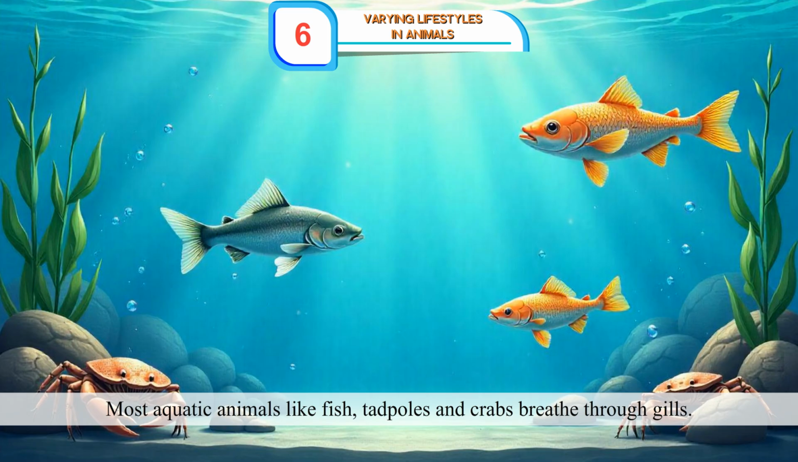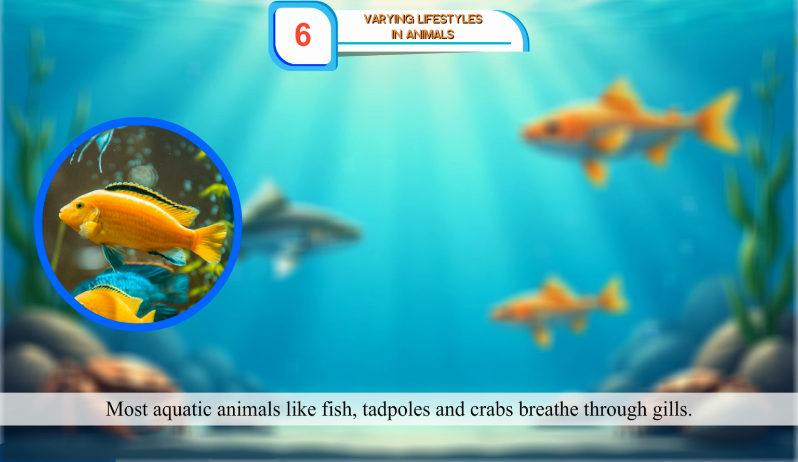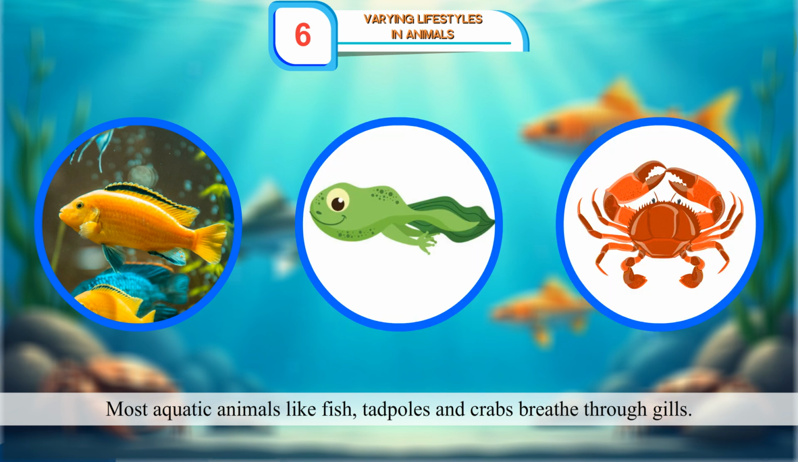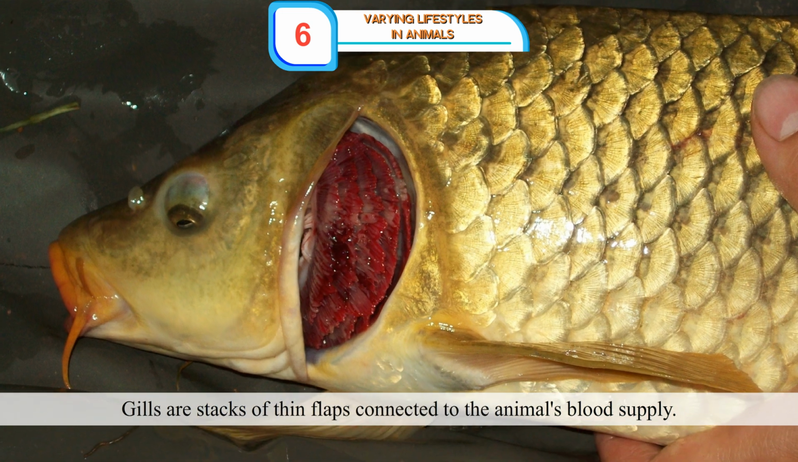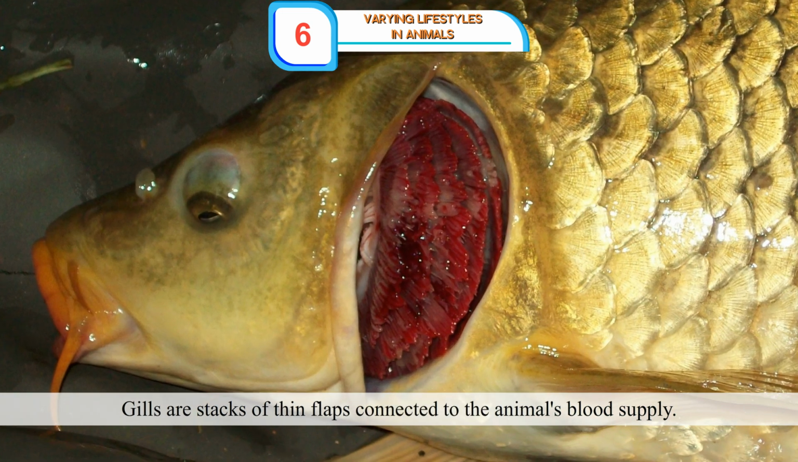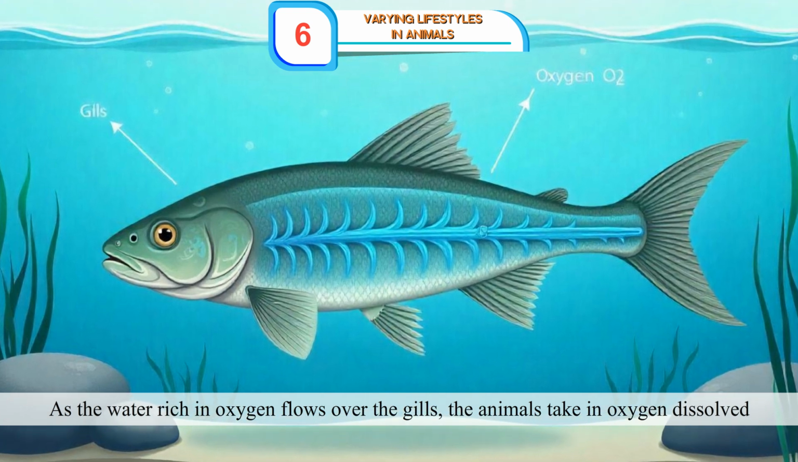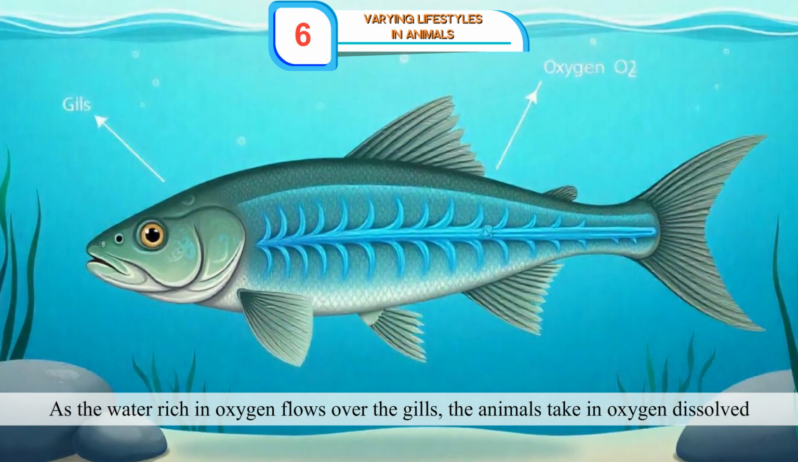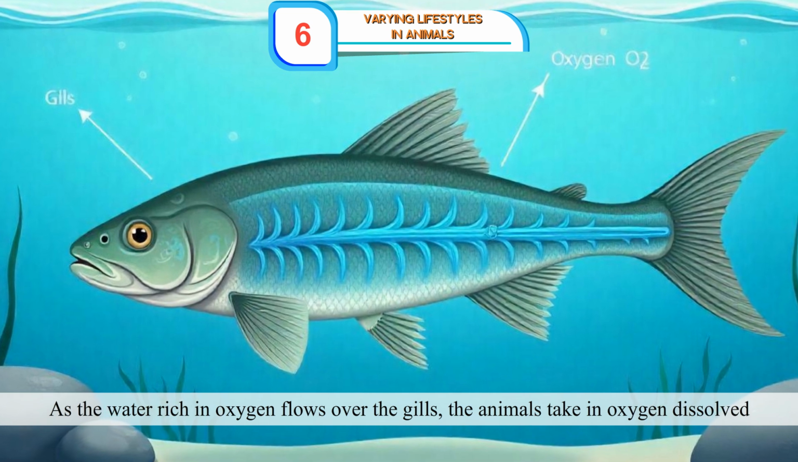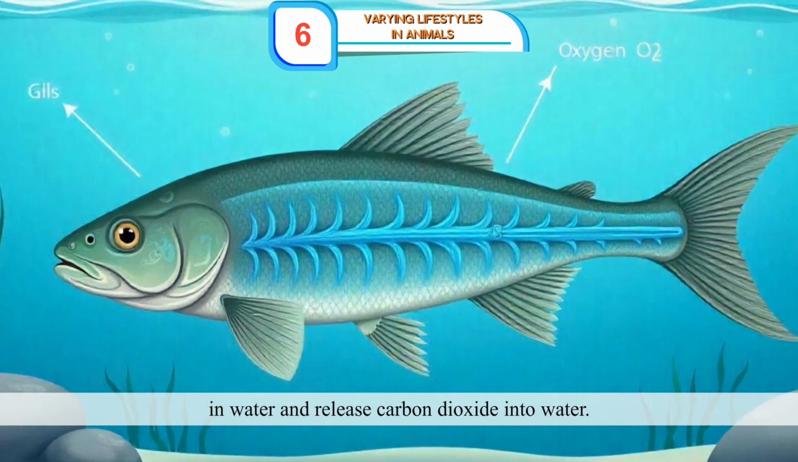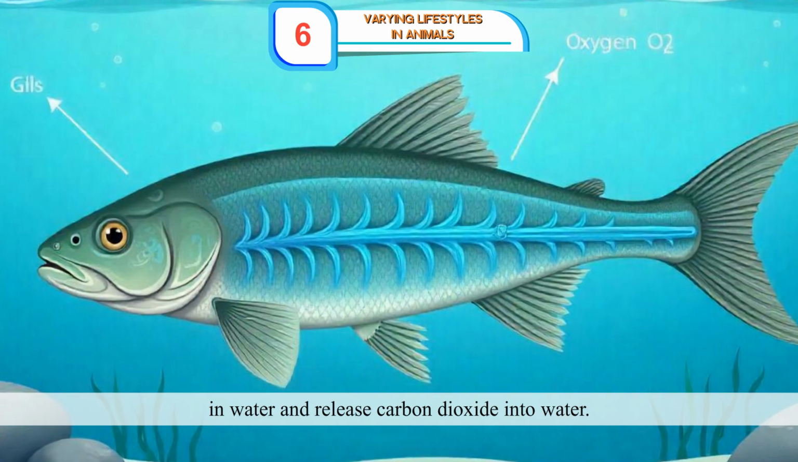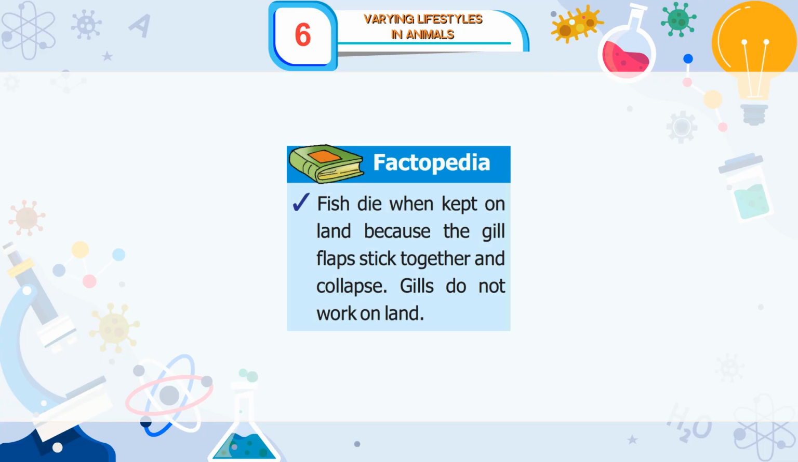Gills. Most aquatic animals like fish, tadpoles, and crabs breathe through gills. Gills are stacks of thin flaps connected to the animal's blood supply. As the water rich in oxygen flows over the gills, the animals take in oxygen dissolved in water and release carbon dioxide into water.